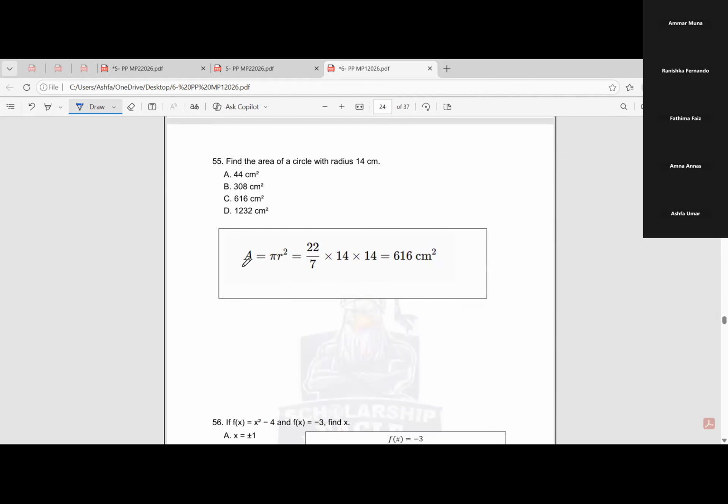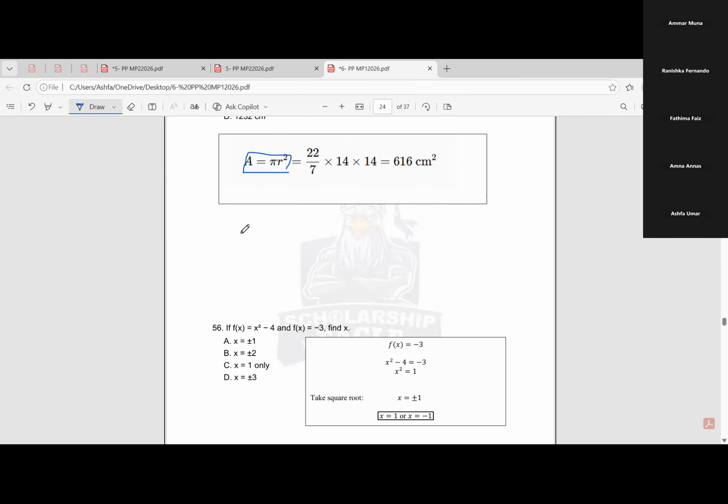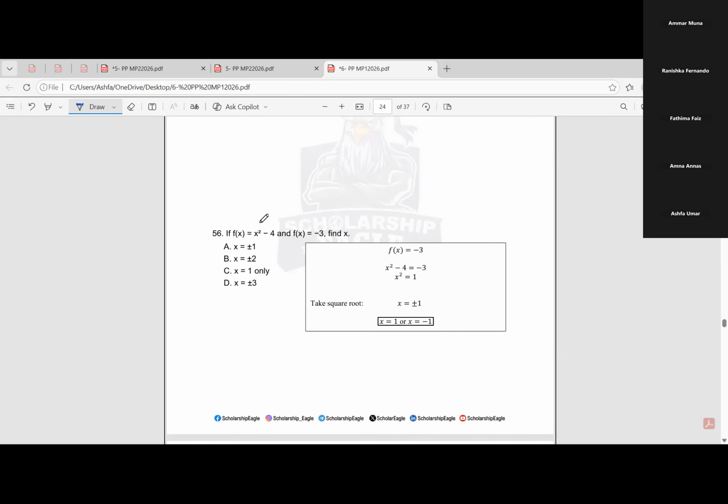So find the area of a circle with radius 14 centimeters. You all know the area of the circle is A equals πr squared. So use that and take π as this. So the next question is, it's easy.